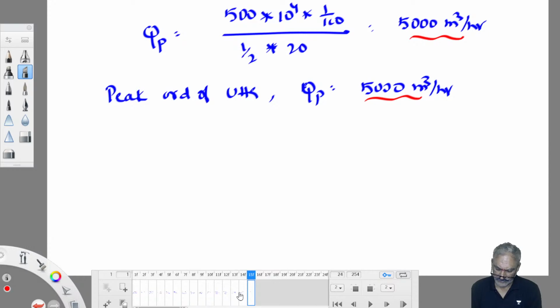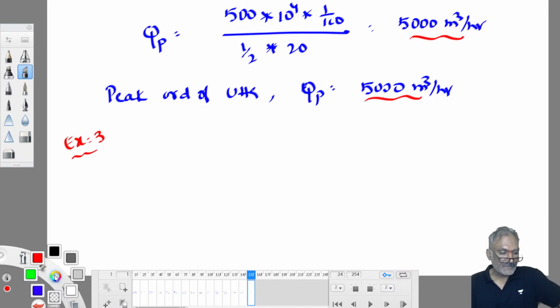Very good, Deepak. This time you are absolutely right. Now let us try one different kind of question. This question was also asked in the GATE exam.